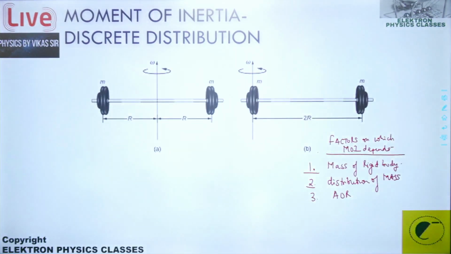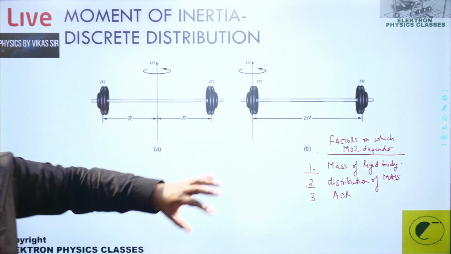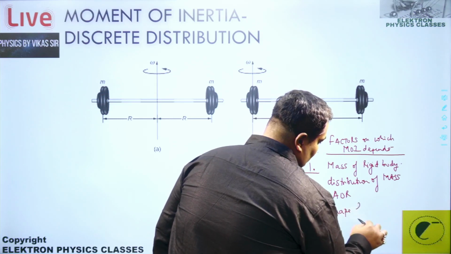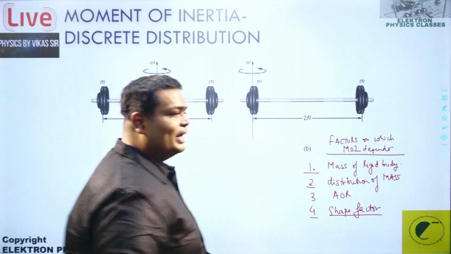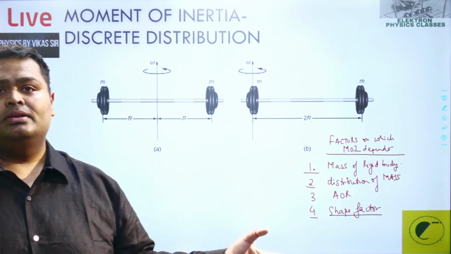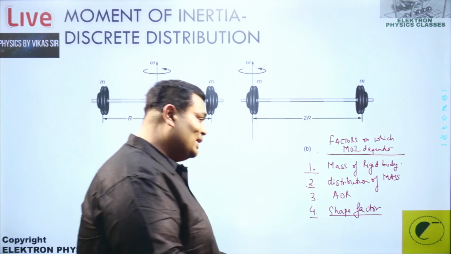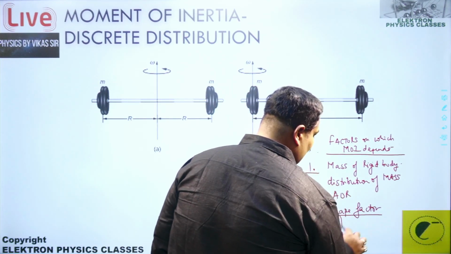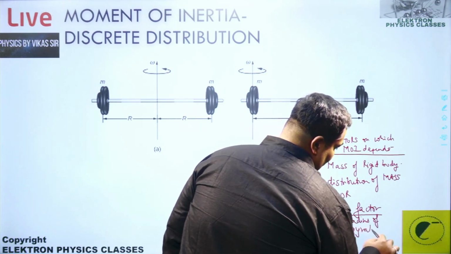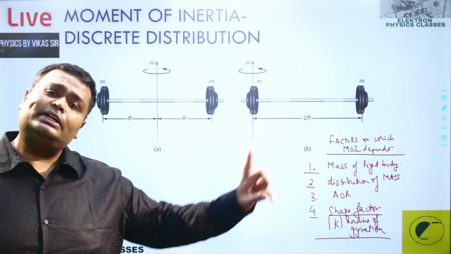So the axis changed. And any other factor? We say this is a factor basically, but then we will have to say the shape factor. So what is the shape? The ring moment of inertia, disk moment of inertia, sphere moment of inertia will be different. So the shape factor will come into play, and we will be coining a term also. That term will be defined as K, and K will be called the radius of gyration. Later on we will study that also.